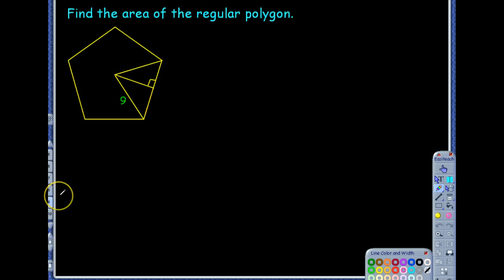Okay. All right, so here's the deal. It says find the area of the regular polygon. Now, what kind of polygon is this? This is a pentagon. So we know we have 5 sides, right? Now, what are they giving you in this picture? They're giving us a radius. Okay, so if I'm finding the area of a regular polygon, we don't use radius at all.